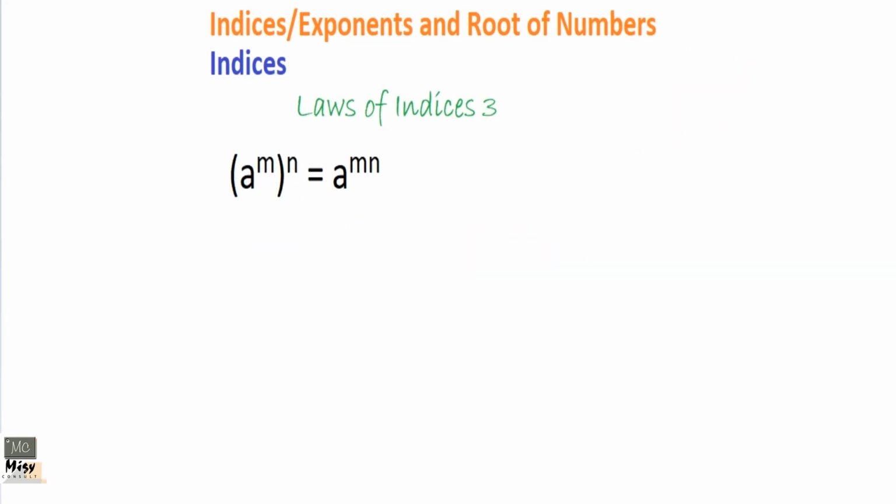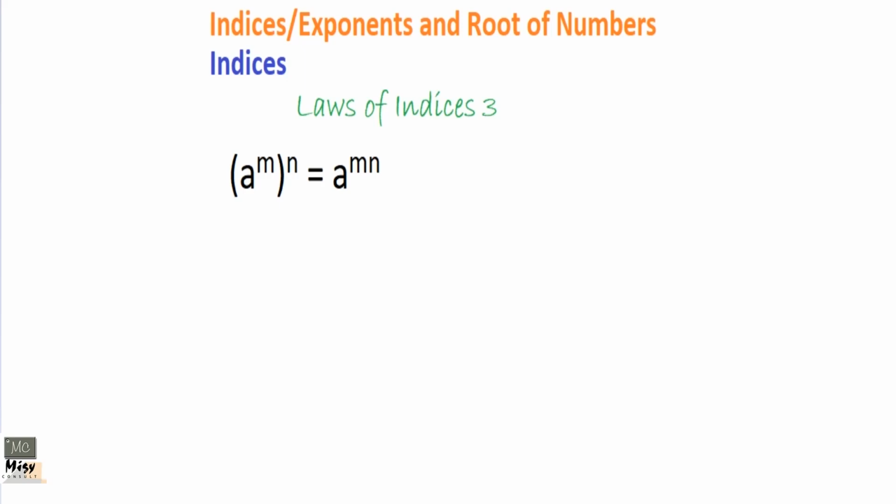So here we go with the third law of indices. The third law also says that what? A raised to the power m, raised to the power n, equals a raised to the power m times n. Okay, once again, do not worry yourself, don't confuse yourself, give yourself a simple example. So let's take that example.